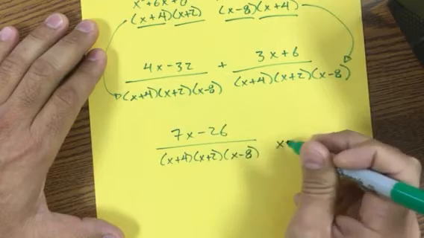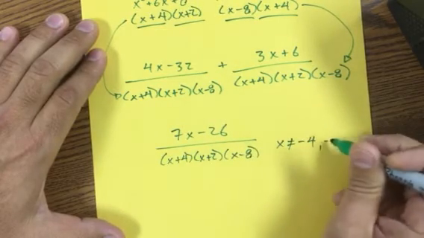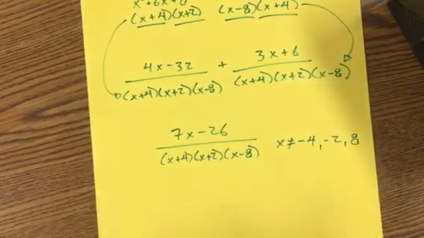And then state my restrictions. So it can't be -4, -2, or 8. And that's it for today.